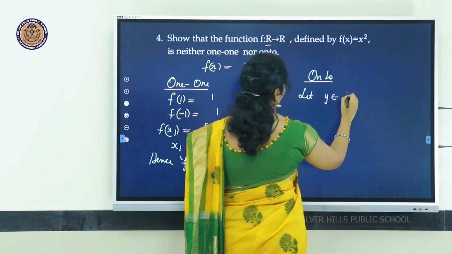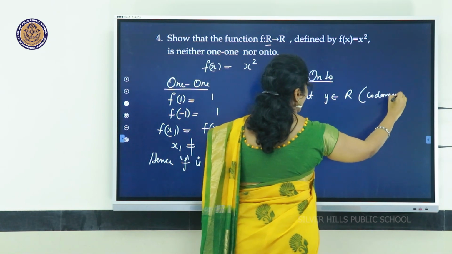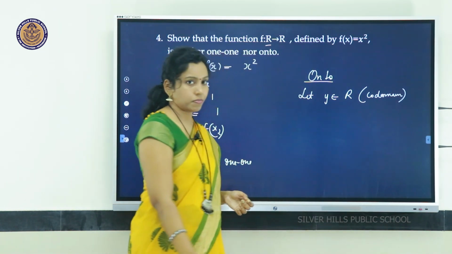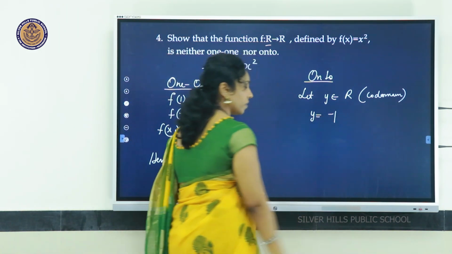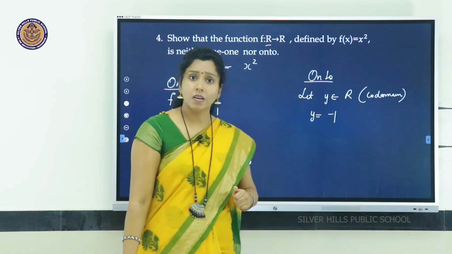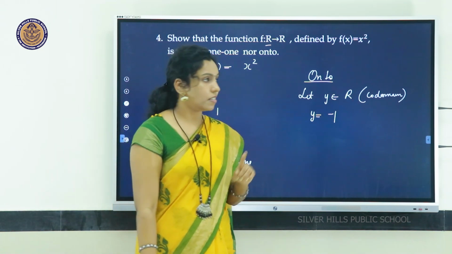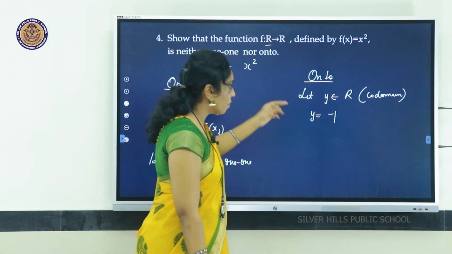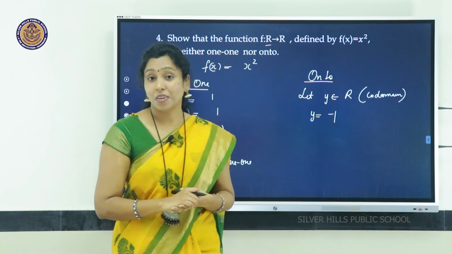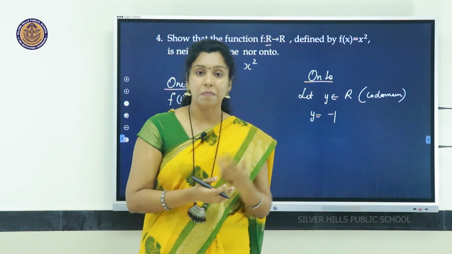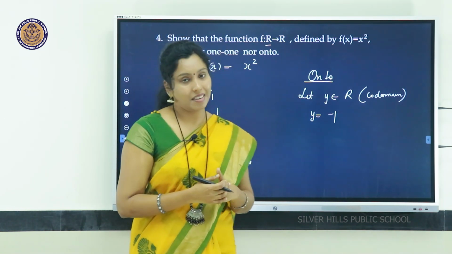Now let y belong to R. Which R is this? Codomain. I am just considering a y in the second set. I will give one example, y is equal to minus 1. Minus 1 is a real number, isn't it? So, can you find an x in the first set so that the square of that number gives minus 1? No, you cannot, because we know the square of no number gives a negative number, because we are dealing with real numbers.